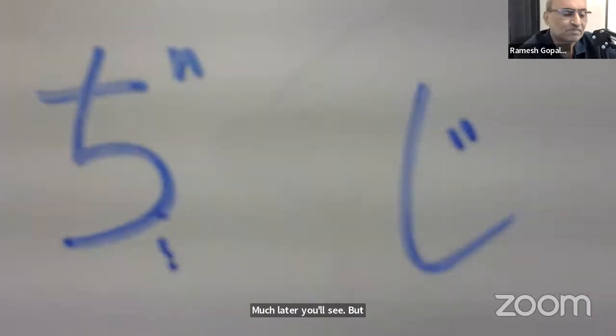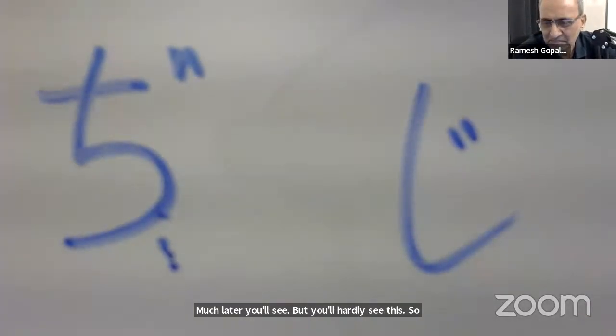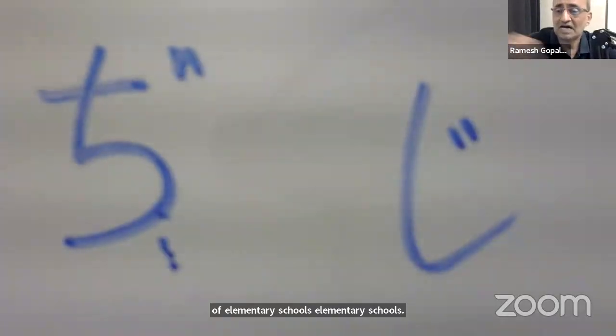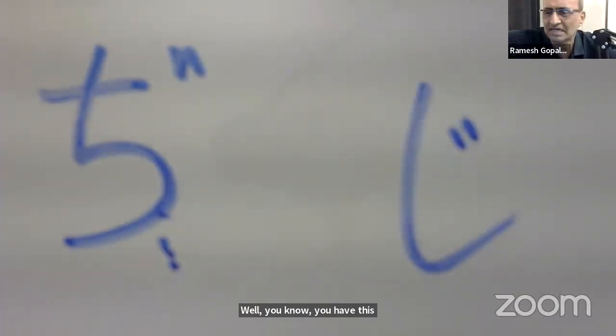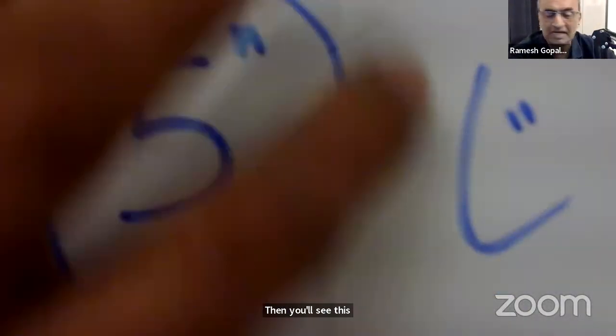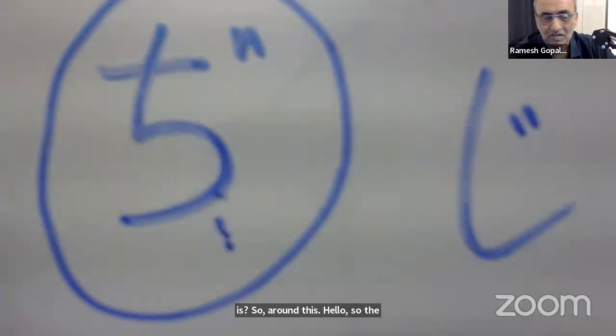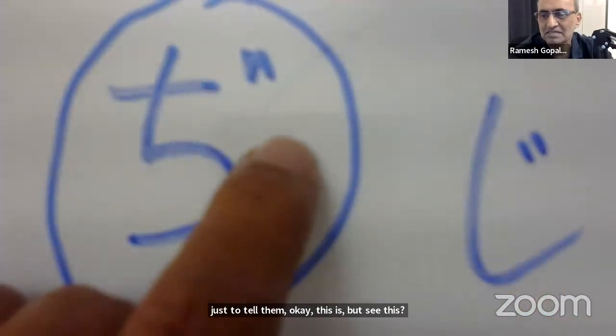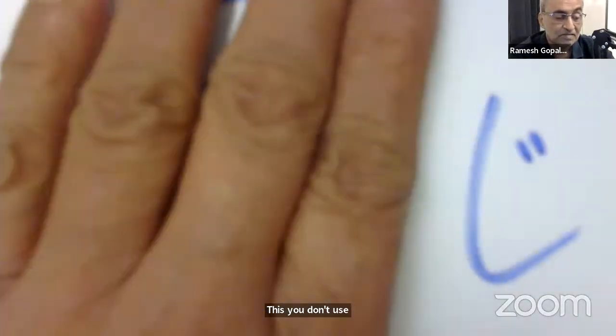So, in Japanese schools, I'm talking of primary schools, elementary schools, you have this alphabet, kana chart. There you'll see a red circle around this. It is there just to tell them, okay, this is there, but this you don't use. So this G, you'll use, this is also G, this is also G, but you don't use this much. Okay. Anyway, ta, chi.